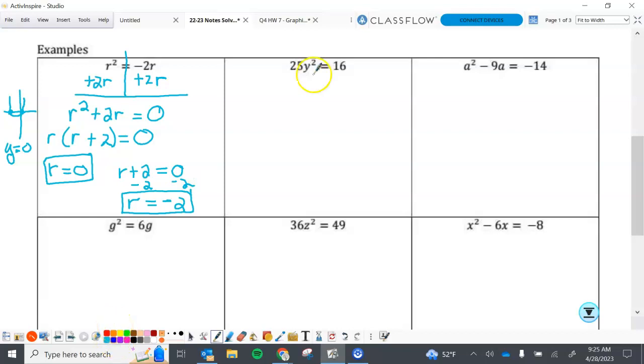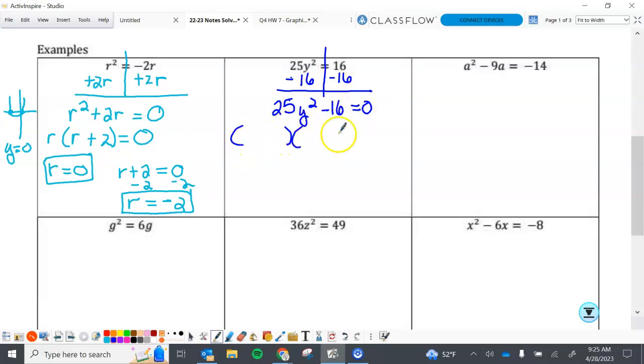Our next one, we're going to do the same process. We're going to solve for our equation set equal to 0. So I'm going to put my line down, and the 16 I want to move to the other side, so I'm going to subtract it. When I rewrite it in good form, I've got 25y squared minus 16 equals 0. I don't have a GCF in this case, but I do have the difference of perfect squares. 25 is a perfect square, y squared is a perfect square, 16 is a perfect square, and we're subtracting, so we can factor that way.